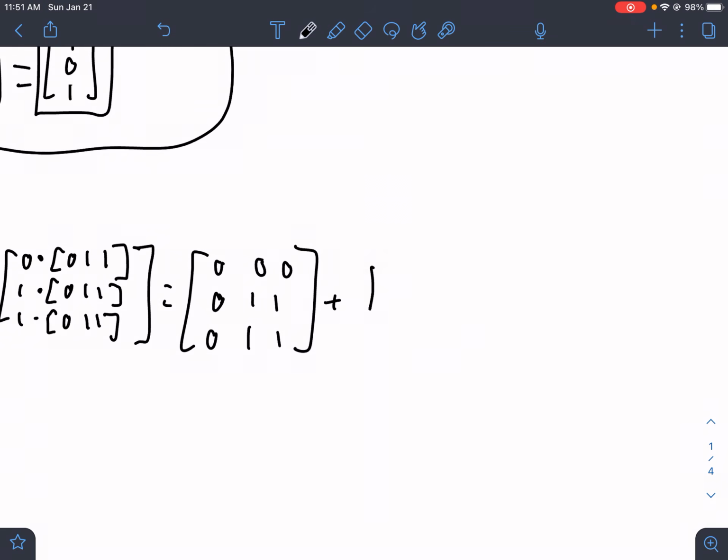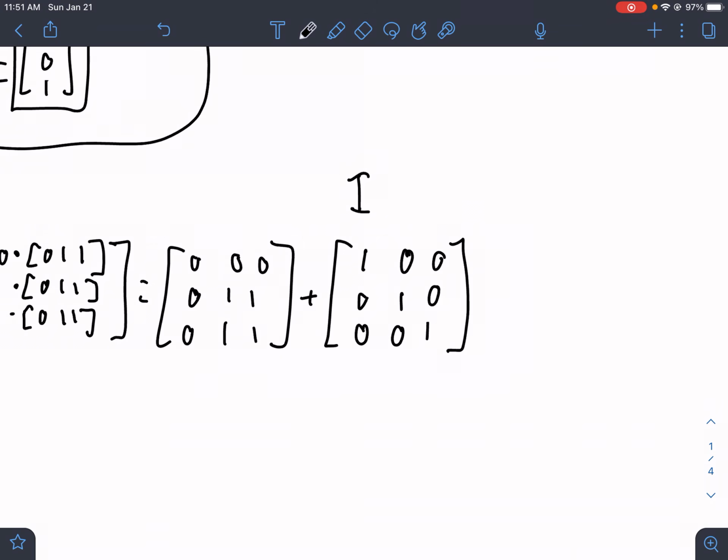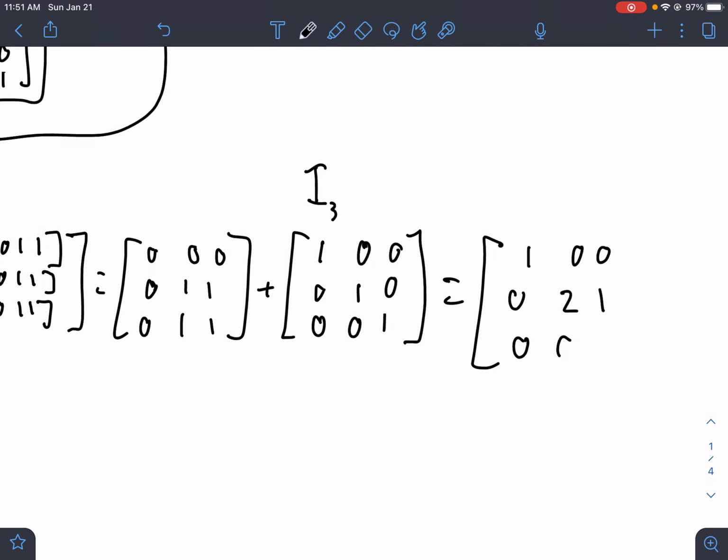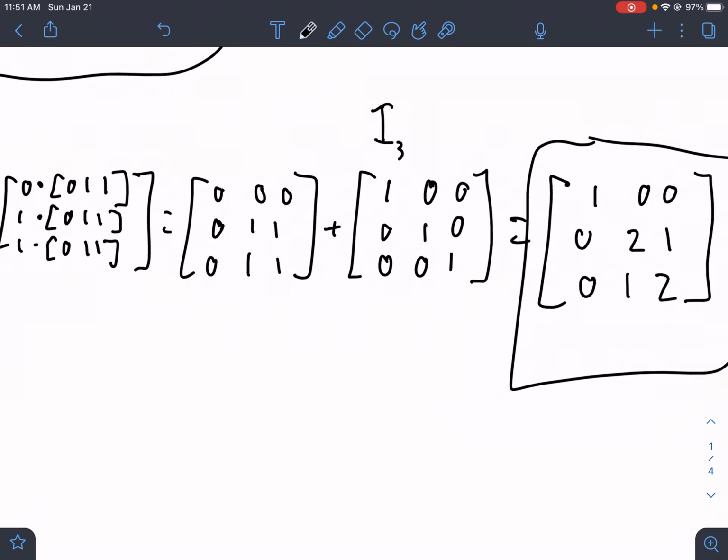The identity matrix, in this case, is always going to be a diagonal of ones, and it should be a square matrix. And so we want to match dimensions, so this is going to be technically I3. We just add the elements up, and we get 1, 0, 0, 0, 2, 1, 0, 1, 2. That is our answer for part 2.